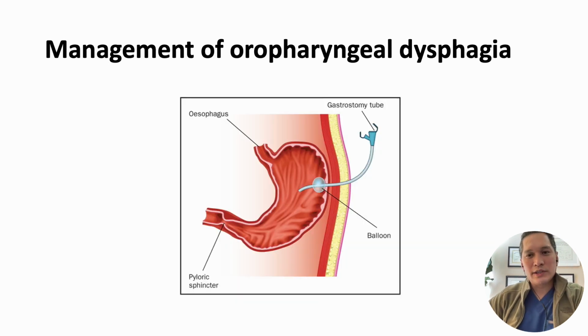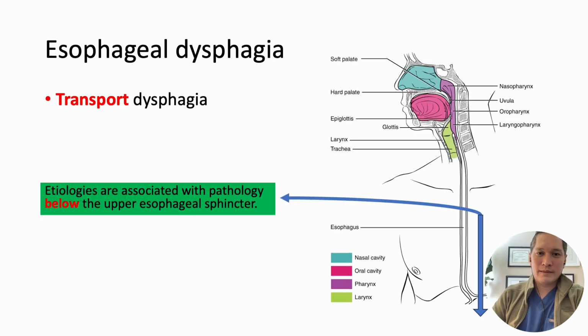There are certain situations where patients have a higher risk of aspiration, and this is more related to patients with a significant stroke. In this situation, we recommend a feeding tube to reduce their risk of aspiration. Now that we have discussed the first type of dysphagia, let's discuss the second type, which is called esophageal dysphagia. It is also called transport dysphagia.